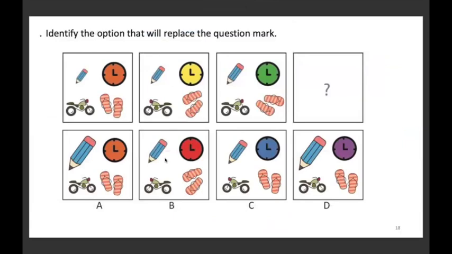You're provided here some sequence: 1, 2, 3, and then the 4th. You have to find the 4th figure here. You have to identify the option that will replace this question mark in the 4th figure.